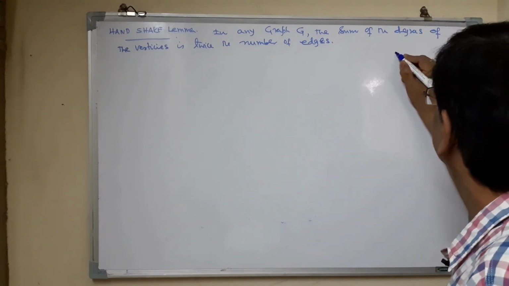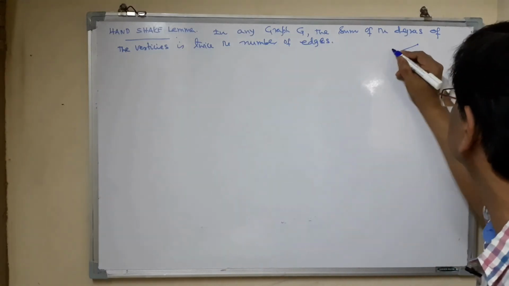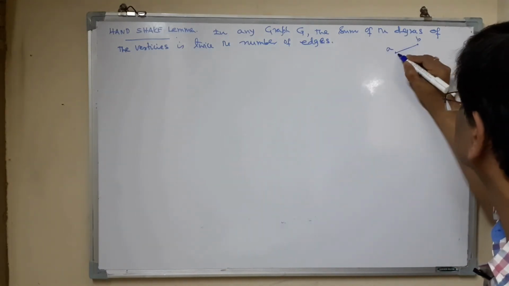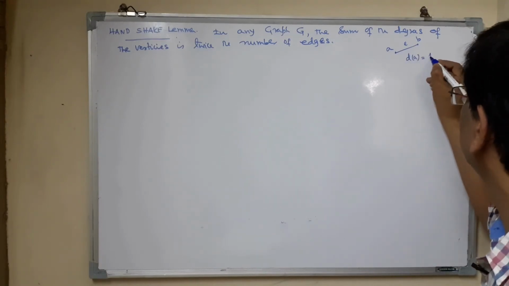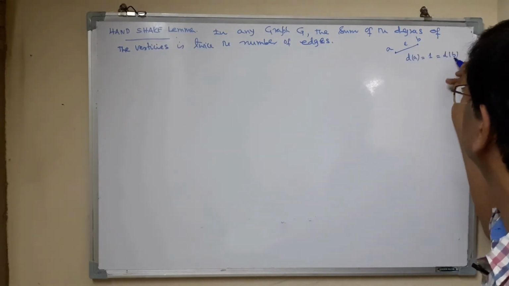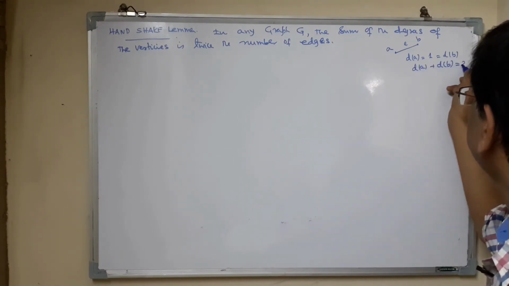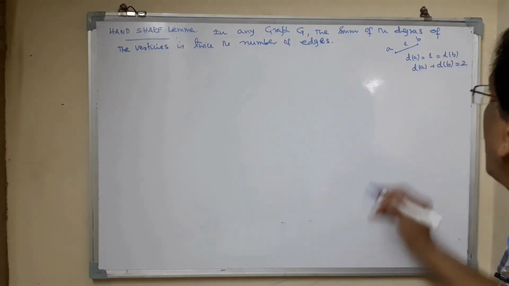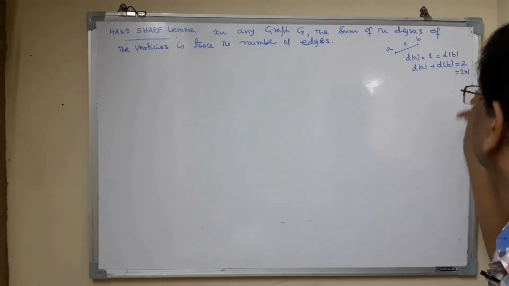Look at this. Observe this. This is not a proof actually, but the proof is different. What we have observed earlier is, if you take an edge, what is the degree of A? It is 1. What is the degree of B? It is 1. So the degree of A plus the degree of B is 2. How many edges are there? Only one edge. So this is 2 into 1.